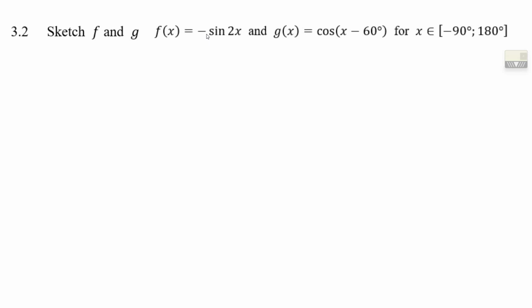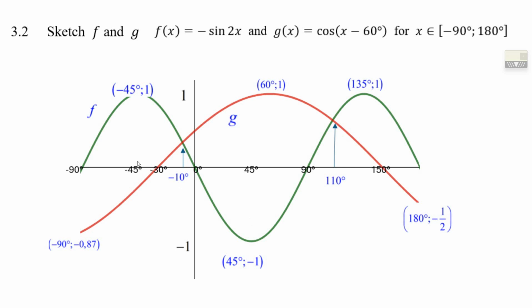That minus should turn a regular sine graph upside down. So instead of going up and down, it'll go down first. So anyway, it turns it upside down. And this is a cosine graph. Both of these go between 1 and minus 1, but this cosine graph goes 60 degrees to the right. Well, let's see what it looks like between minus 90 and 180.